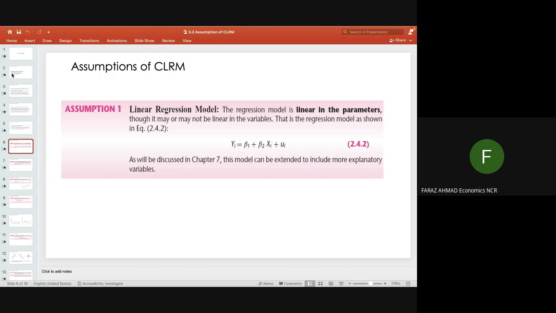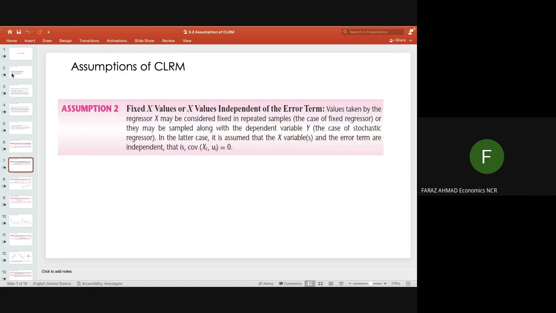So we discussed assumptions last time. Assumption one is linearity in parameters. Assumption two: if you want me to give a recap of any of these assumptions, you have to let me know when I'm going through it. So assumption two is fixed x values, or independence between the error term and the x variables.